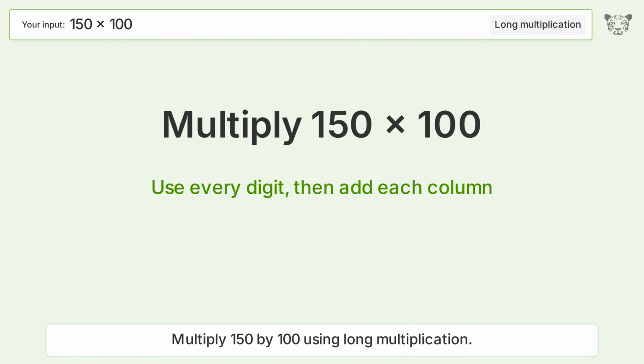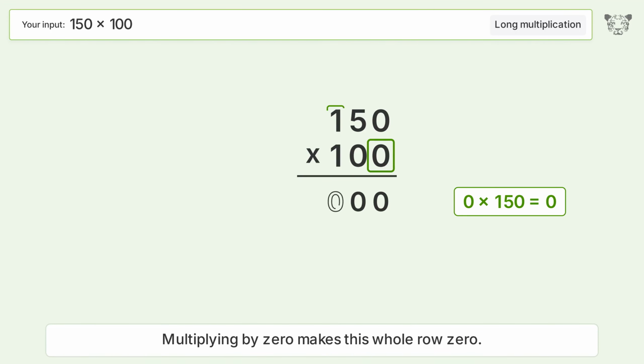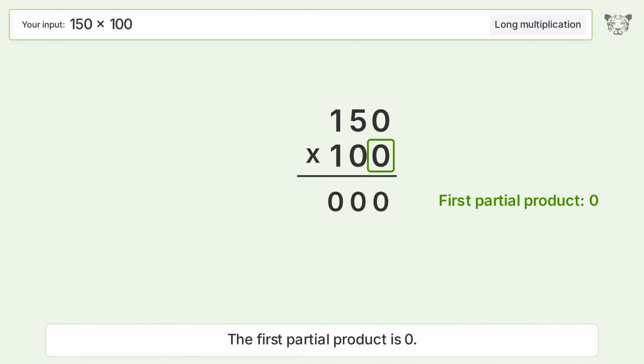Multiply 150 by 100 using long multiplication. Start with the ones digit, 0. Multiplying by 0 makes this whole row 0. The first partial product is 0.